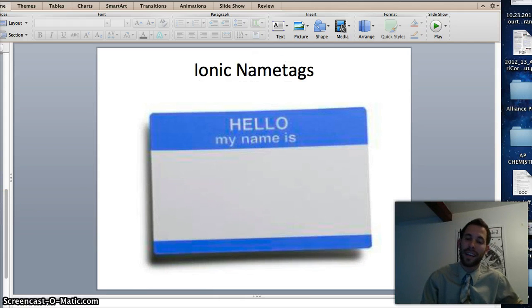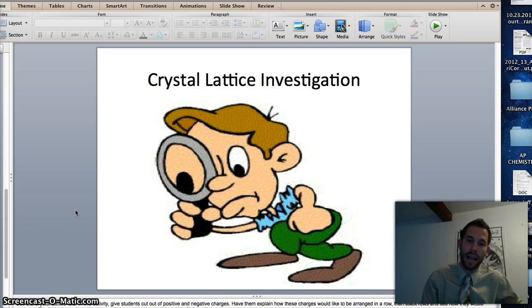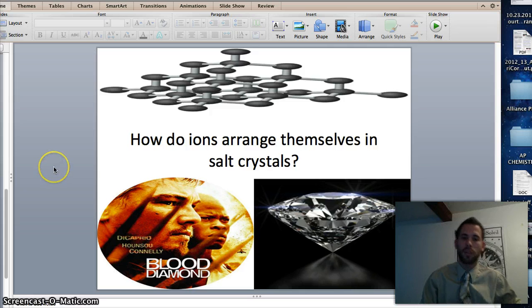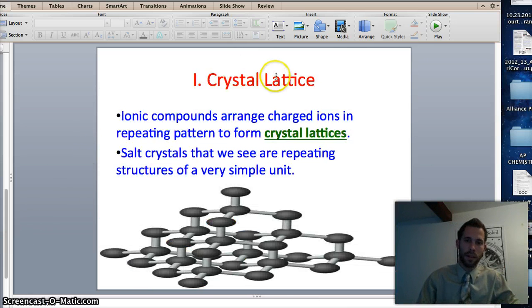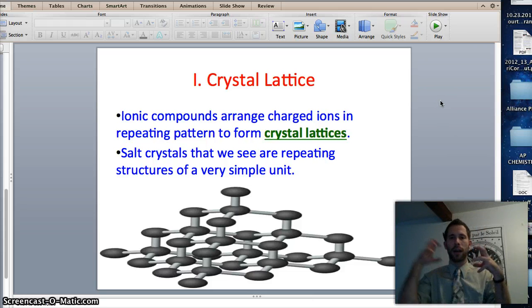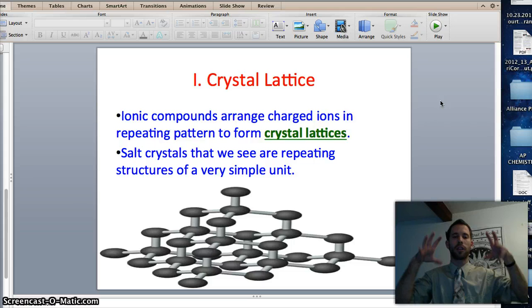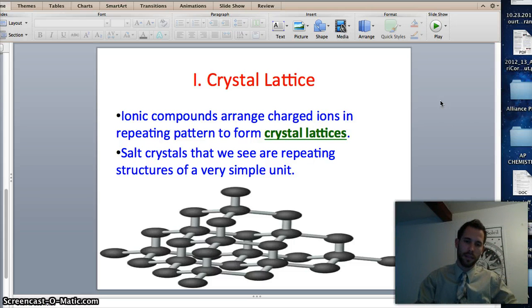If you want to try the ionic name tag game and the crystal lattice investigation, I think you'll get a lot out of it, because today we're talking about how ions arrange themselves in crystals, otherwise known as crystal lattices. A crystal lattice is pretty simple. It's essentially what happens when you put a bunch of ions together. They start to stack each other and form repeating patterns. These repeating patterns are known as crystal lattices.